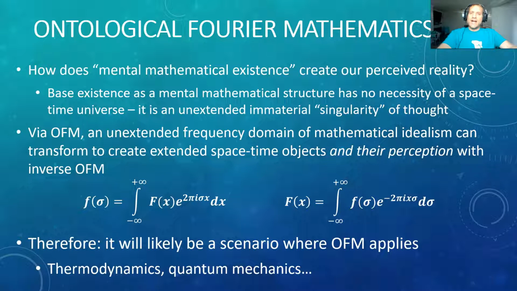So if we want to find mind at work, behind the scenes in reality, which we should be able to find, you should think, right, under idealism, it should be in a scenario where ontological Fourier mathematics applies, because OFM is how the mental singularity creates existence, creates our universe. So that's where you should see it. So the thing is, well, how do you probe a scenario like that? Well, ontological Fourier mathematics applies in thermodynamics and quantum mechanics. Those are the two most obvious and well-known areas where ontological Fourier mathematics applies, okay?